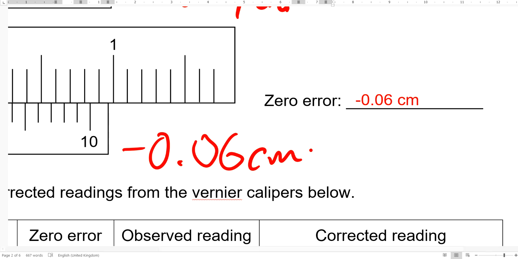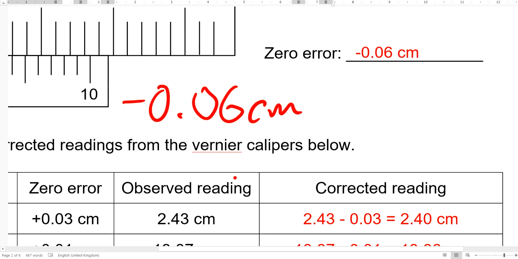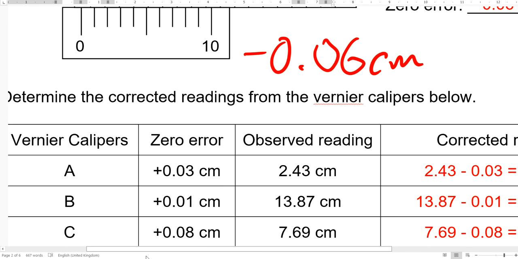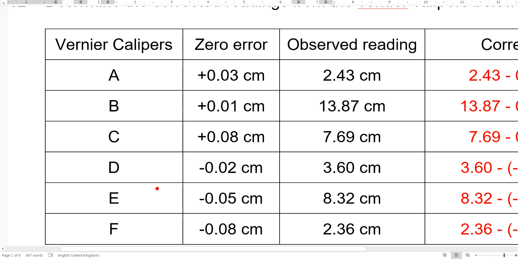This skill is extremely important. I cannot overemphasize it. Because you can be sure we won't just test you like that. What is likely going to happen is that we will test you on the corrected readings. Here I have got 1, 2, 3, 4, 5, 6 vernier calipers, all of which are not perfect. How do I know they're not perfect? They all have errors. When I close them fully, they all don't give me 0.